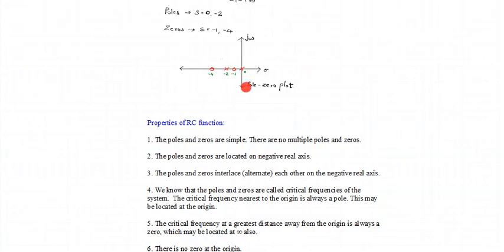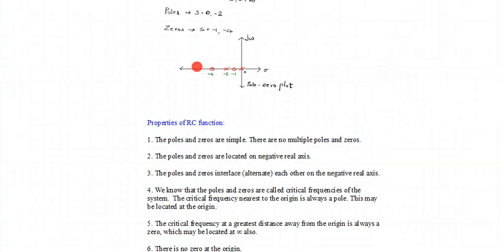They are not having any complex term. There are no multiple poles and zeros. So you could see there at one particular location there is only one pole, there is only one zero. We don't see two zeros or two poles at a single location. So there are no multiple poles and zeros for a RC function. Right? How are the poles and zeros? The poles and zeros are all located on the negative real axis. See, this is the real axis sigma.